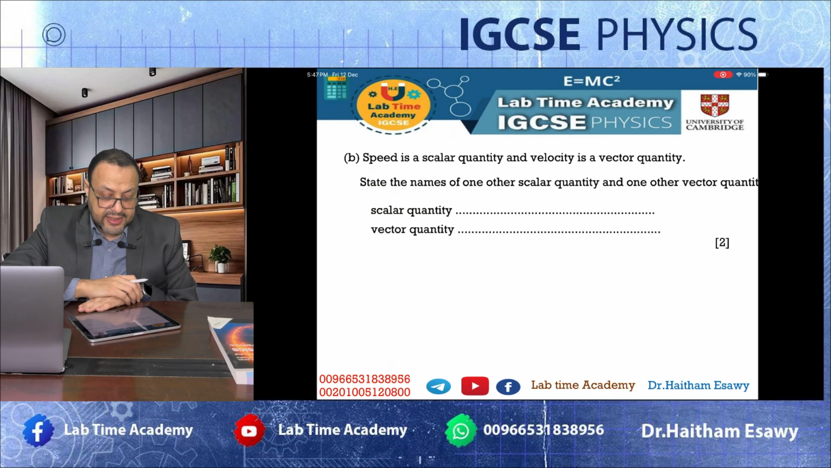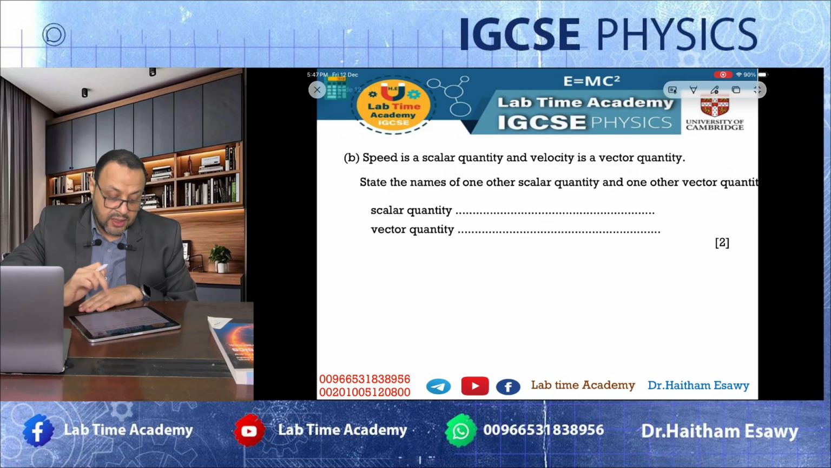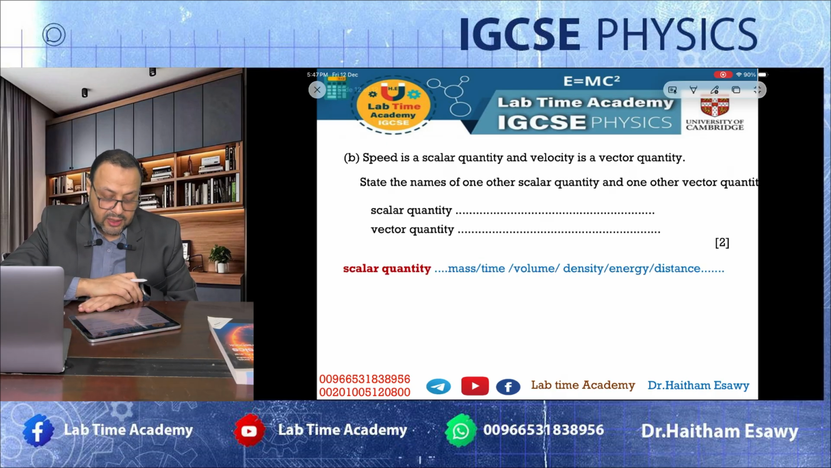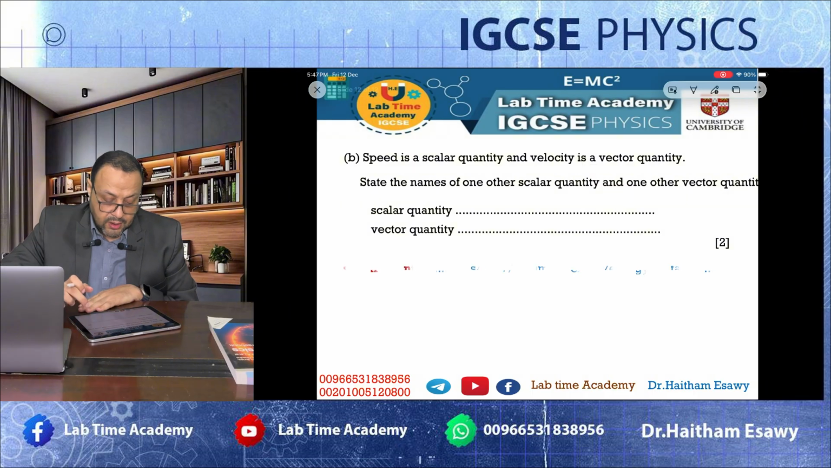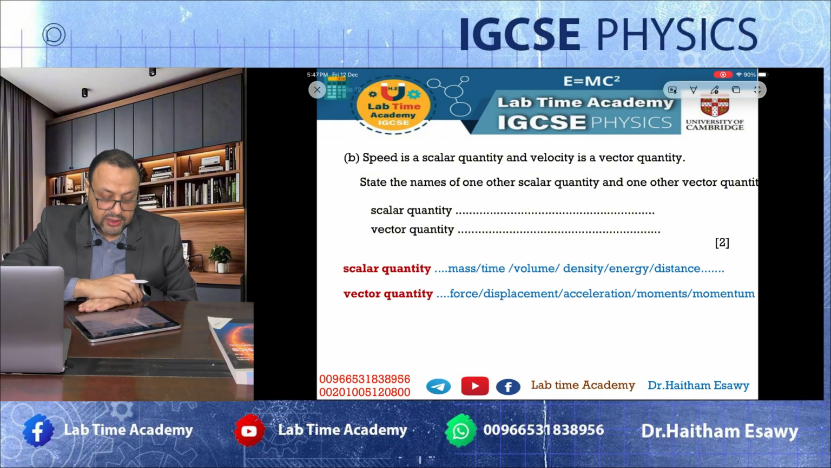B, speed is a scalar quantity and velocity is a vector quantity. State the names of one other scalar quantity and one other vector quantity. Actually, we have many examples. Here we have scalar quantities like mass, time, volume, density, energy, and distance. But vector quantities like force, displacement, acceleration, moments, and momentum.